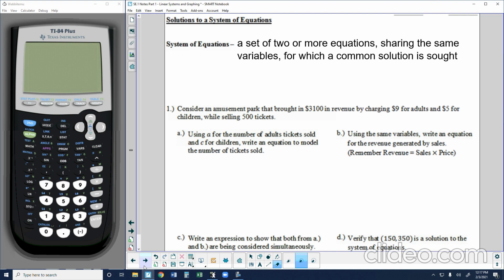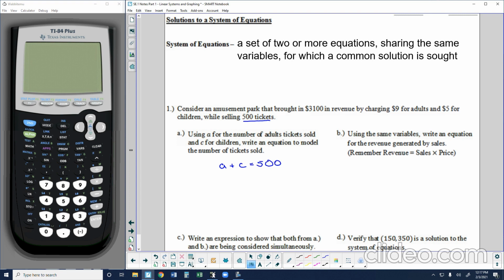In part A, it says that we want to use A for the number of adult tickets sold and C for the number of children's tickets sold, and in doing so, write an equation to model the total number of tickets. So the total number of tickets would be the number of adult tickets, A, plus the number of children's tickets, C. And we know that they sold a total of 500 tickets. So A plus C has to equal 500.